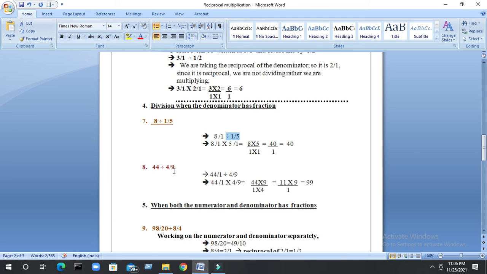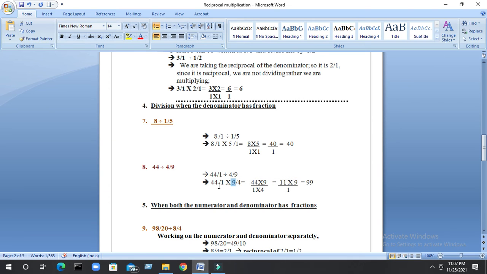As I said, denominator has a fraction. So, when it is a denominator having the fraction, what do we do? Reverse it into its multiplicative inverse. So, 44, take it as 44 by 1 divided by 4 by 9. So, 44 by 1 into, it is supposed to be 9 by 4, which turns out to be like 44 into 9, because numerator. So, here you observe 44 on the numerator side and 9 on the denominator side. Sorry, it is no more a numerator, no more a denominator. 44 by 1 into 9 by 4.